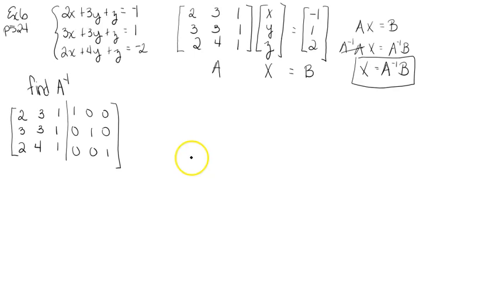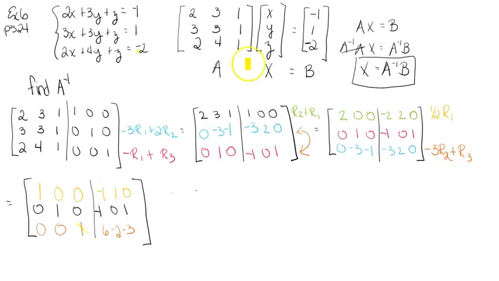And now the next steps are you're going to perform row operations to turn the left side of this matrix into the identity matrix, and the right side is going to end up being the inverse of matrix A. So I want you to pause the video, work out your row operations, and then come back and see if you have the same answer as I do.